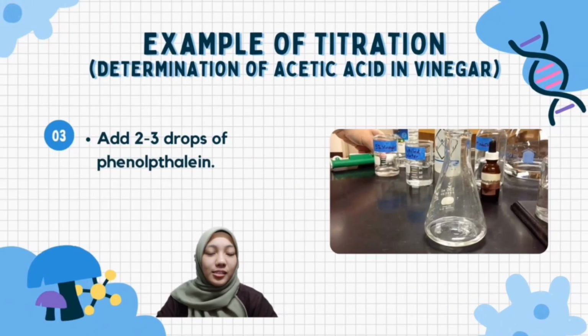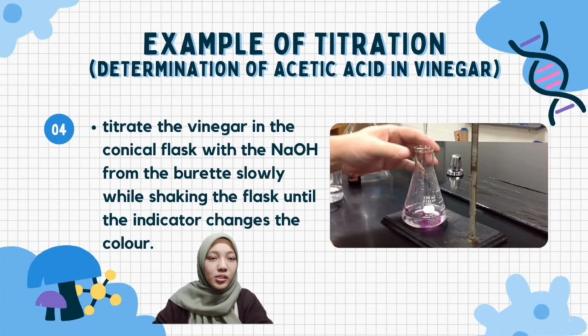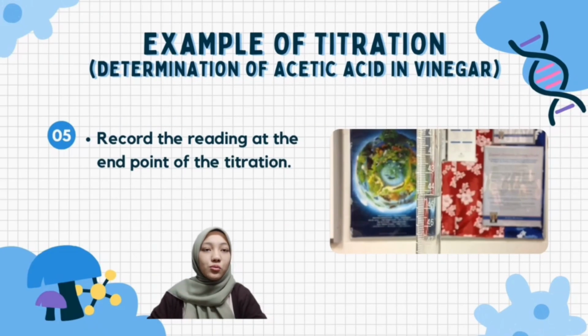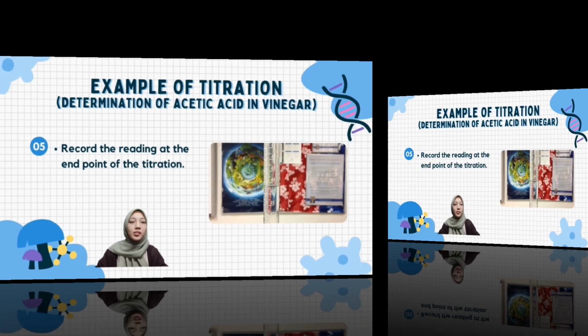For the third step, we need to add 2 or 3 drops of phenolphthalein. It can help to indicate the changes of the colors. For the fourth step, which is a very important step, we need to titrate the vinegar in the conical flask with the sodium hydroxide from the burette slowly while shaking the flask until the indicator changes color. After that, we need to record the reading of the endpoint of the titration. During this, we need to ensure that our eyes are perpendicular to the scale.